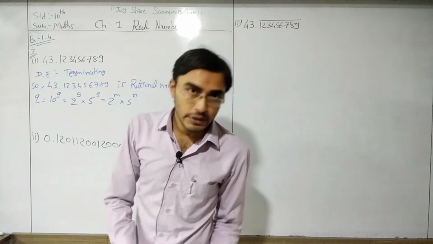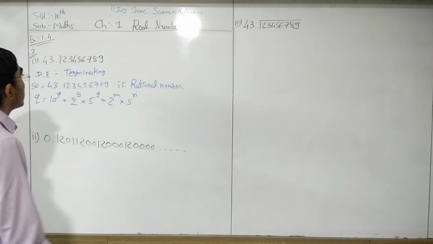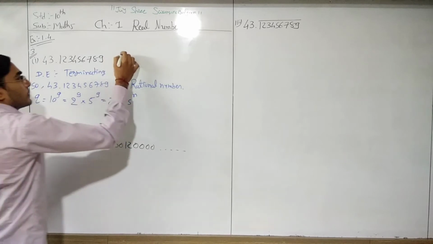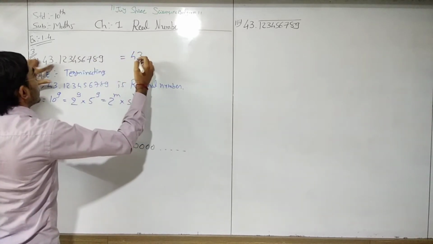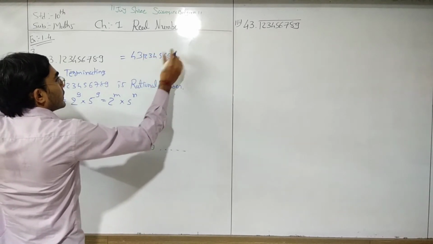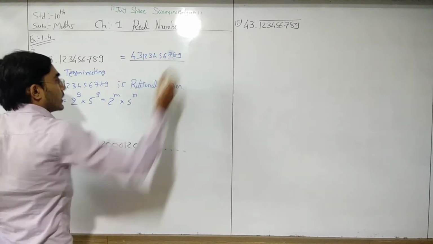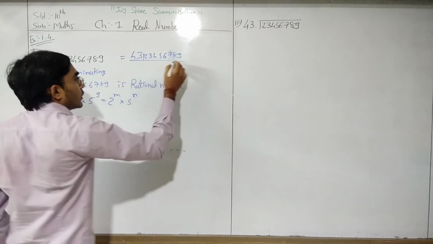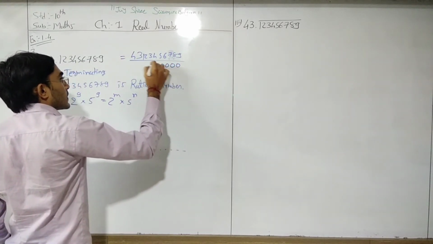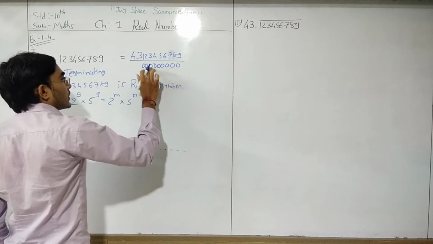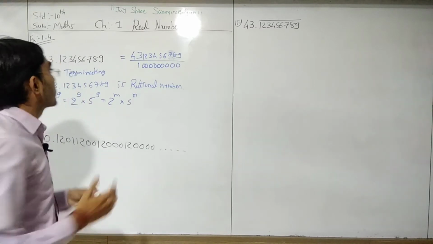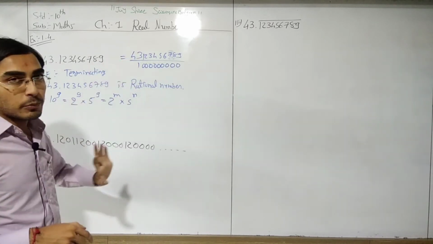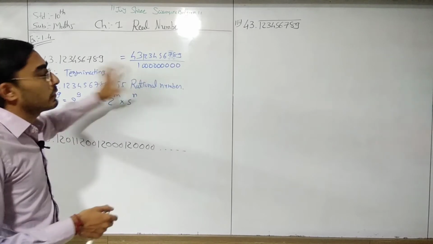Okay, one more method we have, if we just simplify this number. That means how can we write this number? If we remove the decimal point here, then 4, 3, then 1, 2, 3, 4, 5, 6, 7, 8 and 9. Okay. Now after the decimal point we have 9 digits. So in the denominator we need to put 9 zeros, and before that we need to write 1. Okay, if after the decimal point we have 9 digits, so if we remove the decimal point, in the denominator we need to put 9 zeros and before that we need to put 1.